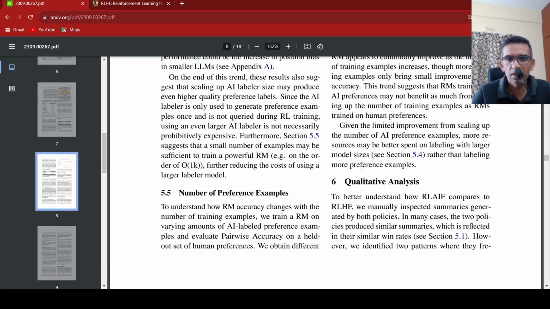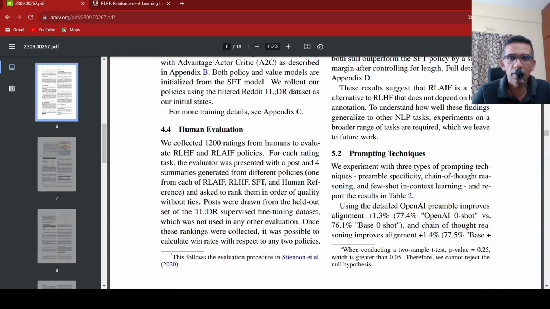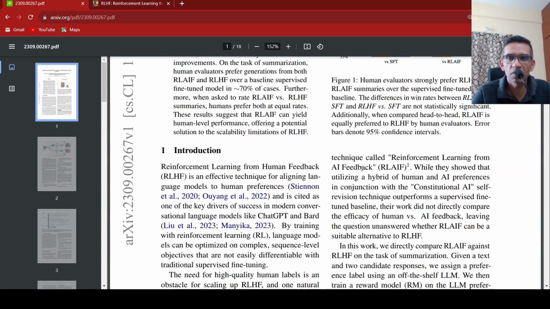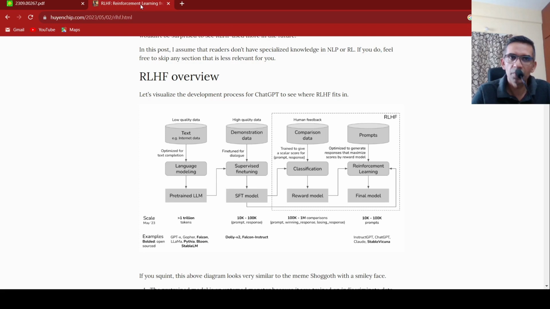So this is an interesting paper. I suggest that you can look into the details. I'll be putting the link to this particular paper in the description of the video along with Chip Huyen's article on reinforcement learning with human feedback for your better understanding.